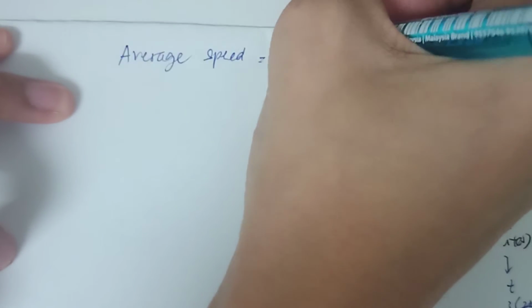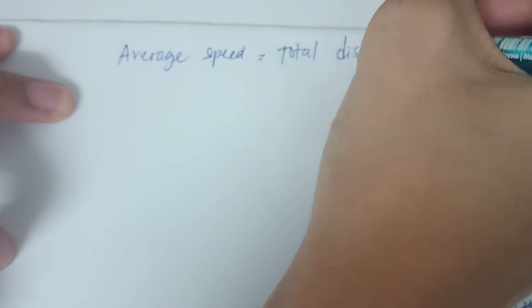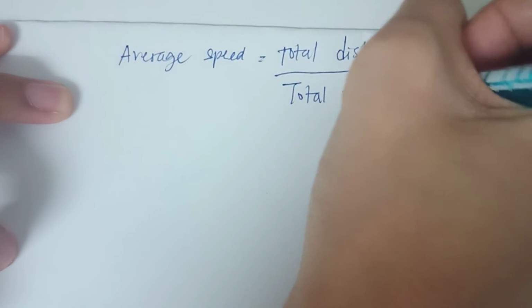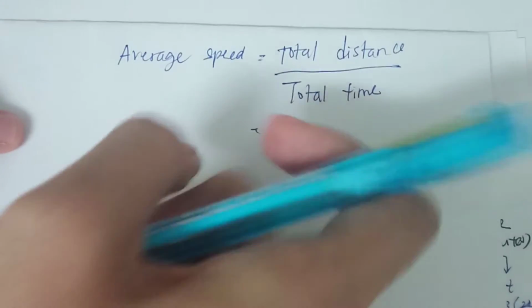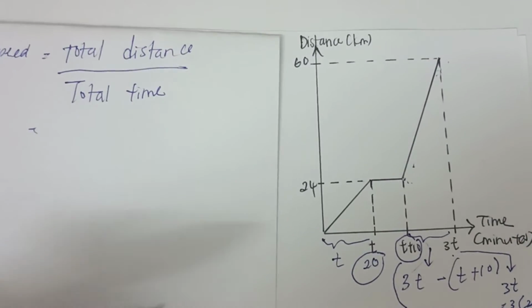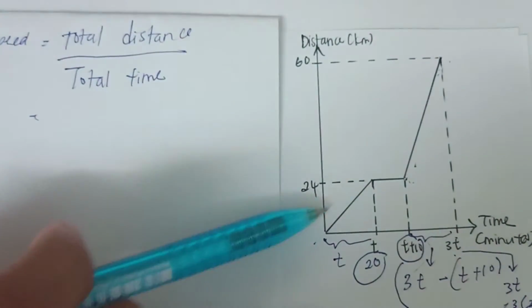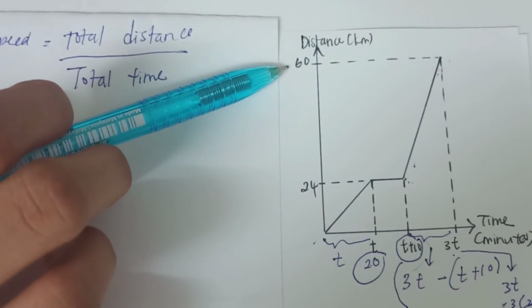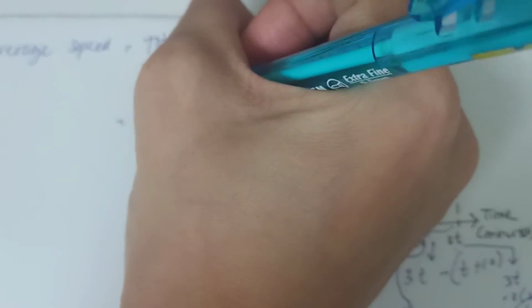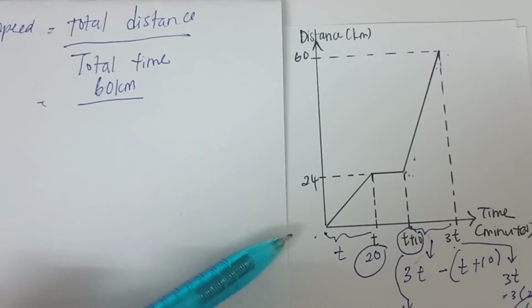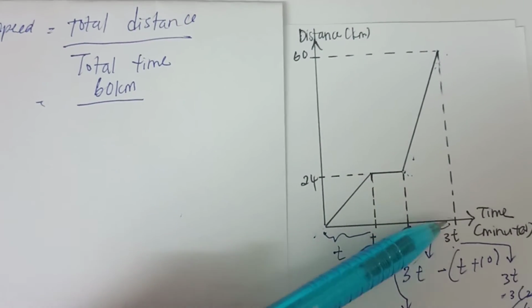Okay, who still remembers the formula for average speed? So average speed is equals to total distance travelled over total time. Okay, and then the total distance travelled is how much? From here to here, what is the distance? So the total distance is 60. Okay, 60 kilometer. And then total time, okay, how long is the whole journey? How long does it take?